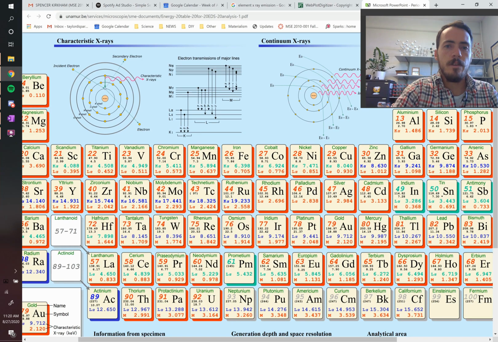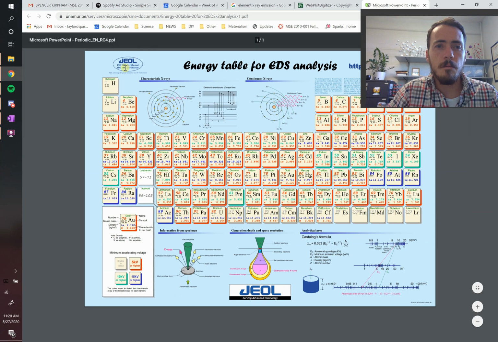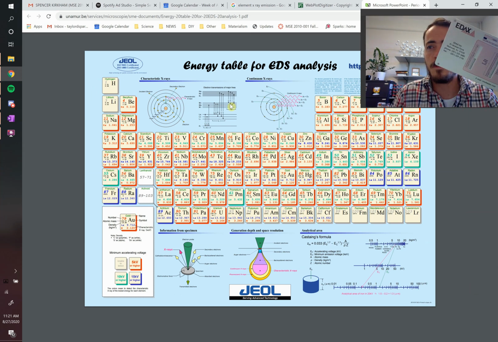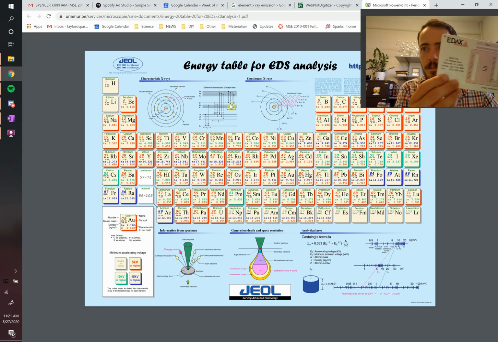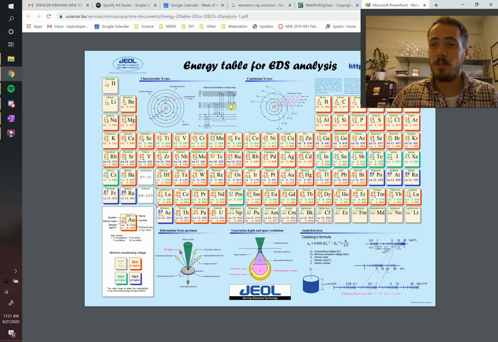So right here, this online table comes from JEOL. JEOL is a microscope manufacturer. They make really great microscopes. And so they've put together an energy table for EDS analysis. It is not as comprehensive as this thing that comes from EDX, which you have to slide out to look at the different values. But it's pretty good for what you're going to do in this class.